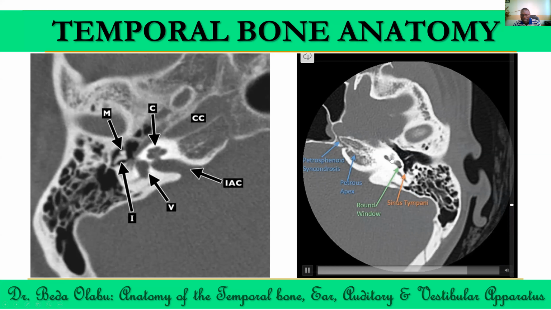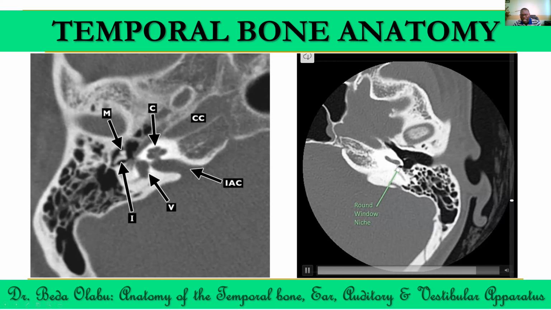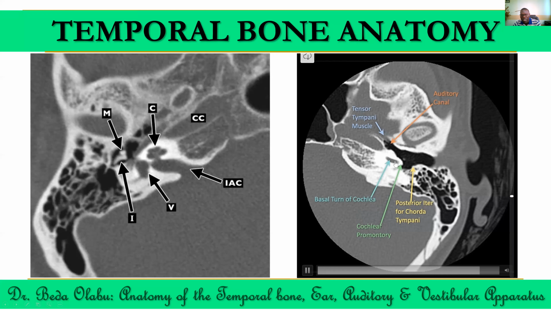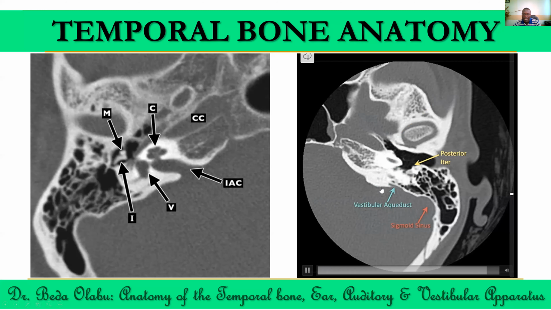All right, now we are seeing the round window, where the cochlea, rather, doesn't empty, but opens into the middle ear. And you can now see the basal turn of the cochlea there. Okay, so generally, that is the anatomy of the inner ear as seen under CT image.